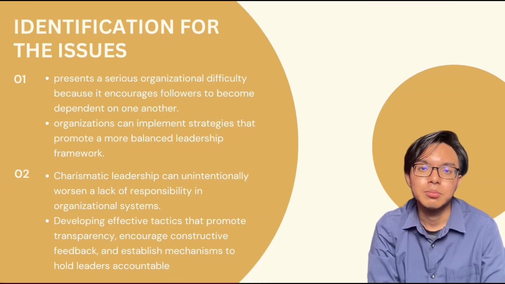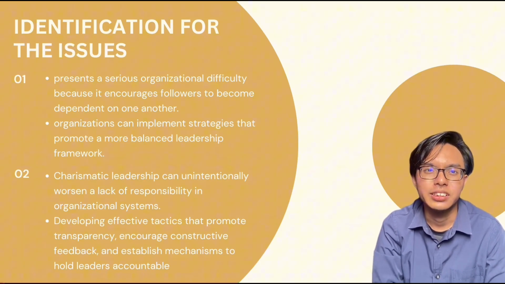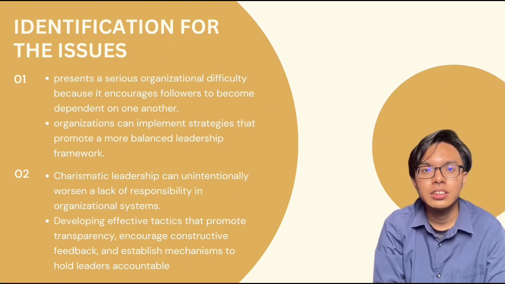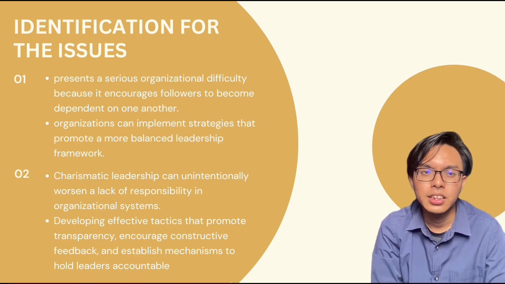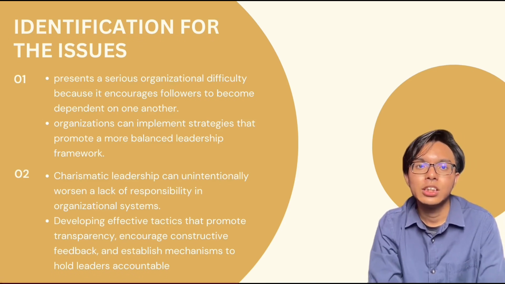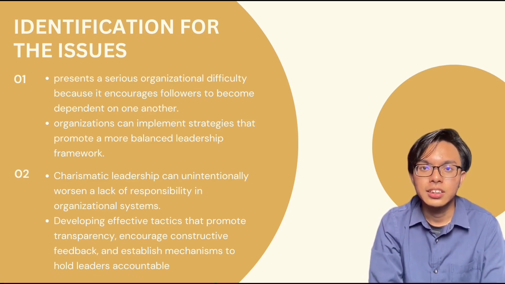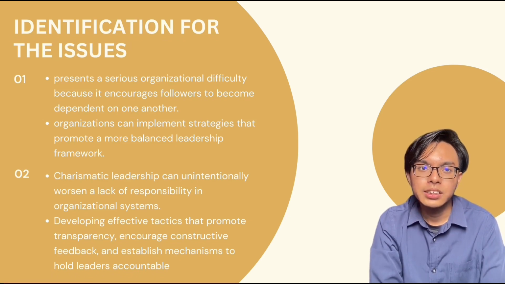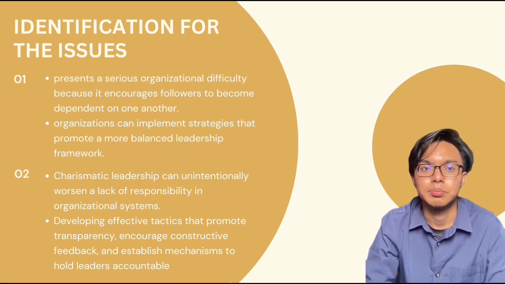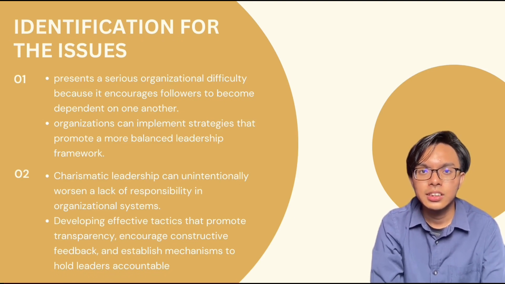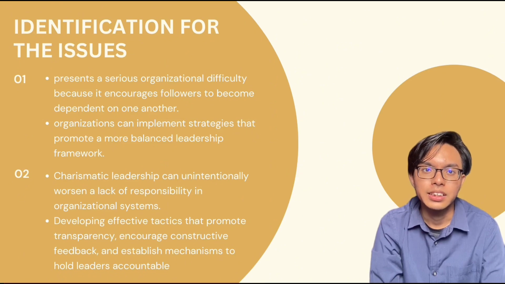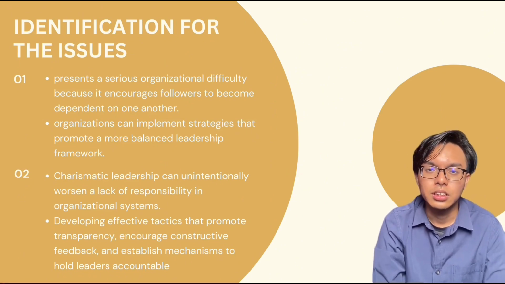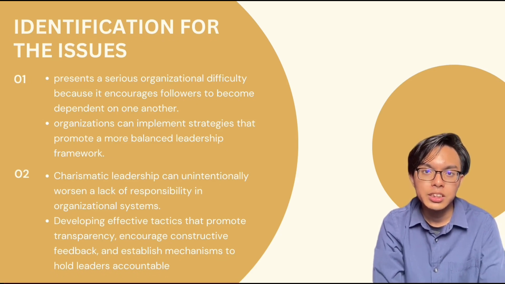Even while charismatic leadership is sometimes praised for its inspirational features, it presents a serious difficulty because it encourages followers to become dependent on one another. This reliance on the leader can suppress individual initiative, limit decision-making autonomy, and pose a threat to organizational resilience. To lessen the negative consequence of charismatic leadership on organizational dynamics and to advance a more balanced framework for leadership, it is essential to comprehend the mechanism through which charismatic leadership creates dependency. By understanding this mechanism, organizations can implement strategies that promote a more balanced leadership framework. This involves cultivating a culture that encourages individual initiative while ensuring accountability mechanisms are in place.